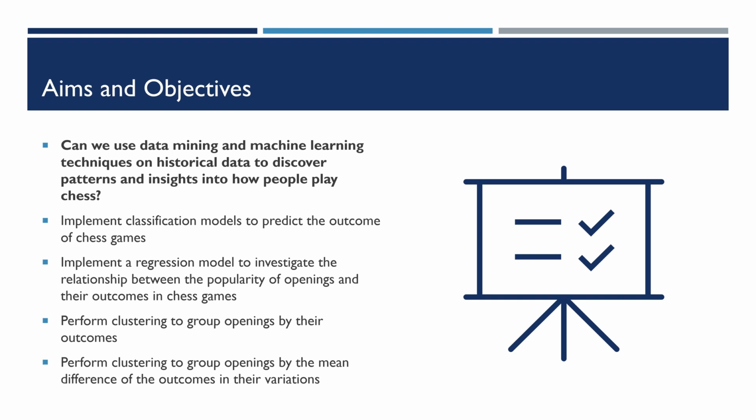Finally, we want to perform clustering in openings by the mean differences of the outcomes between their variations. Openings have variations that change how they are played. For example, the Sicilian defence notably has the dragon variation and the French variation amongst others. We believe that passive openings have smaller mean differences, and vice versa for aggressive openings. Accurate clusters would therefore provide a way to quantify how passive or aggressive an opening is, whereas the chess community currently relies on intuition and experience to make these qualitative assessments.